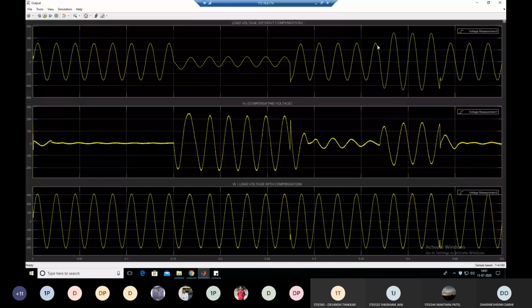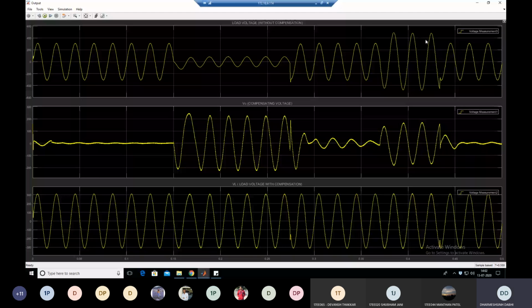Clear? At 0.37 second, when you close the breaker, when the 500 volt comes in series, that creates the voltage swell, because the voltage at the load side becomes more than the normal rated voltage. Clear? So between 0.37 to 0.43 second, the voltage is more than your supply voltage. Or you can say that it is a condition of voltage swell or overvoltage.